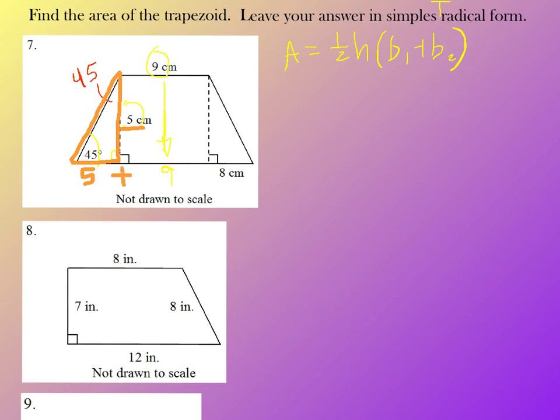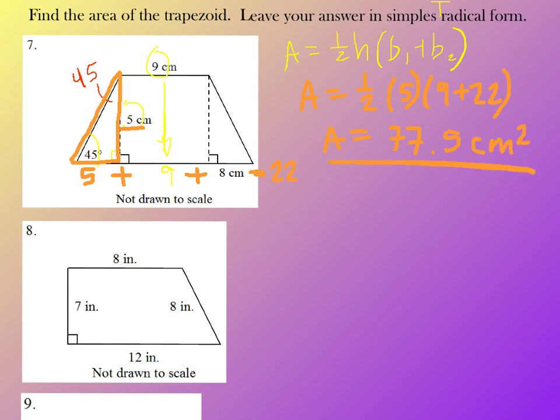It's 5 plus 9 plus 8. So the base below, 14 plus 8 is 22. So I'm just going to plug all that in. So area equals 1/2 height, 5, base 1, 9, plus base 2, 22. I'm just going to throw all that into my calculator, and I get 77.5 centimeters squared.